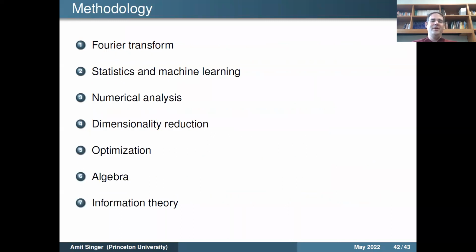Now for the mathematicians in the audience, I didn't go into the technical ingredients of how we prove things and how we show that the algorithms work. I just want to mention that the methodology that we use combines tools from Fourier analysis, statistics and machine learning, numerical analysis, dimensionality reduction, optimization, algebra, and information theory. So it's really a combination of widespread fields. And if you like any of those, then I really encourage you to look into cryo-EM more seriously.